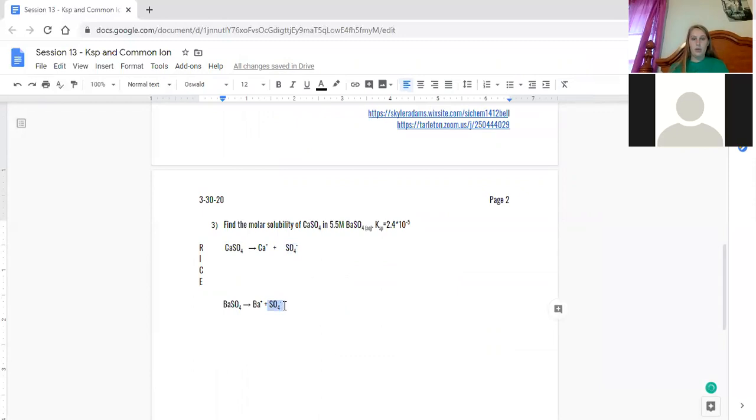And so what we know is that we start out with this molarity of the SO4 minus because it's going to completely dissociate. So that's the only thing we know to begin with. We don't know anything else. We just know that we don't know what any of them are, except for the 5.5 molar.